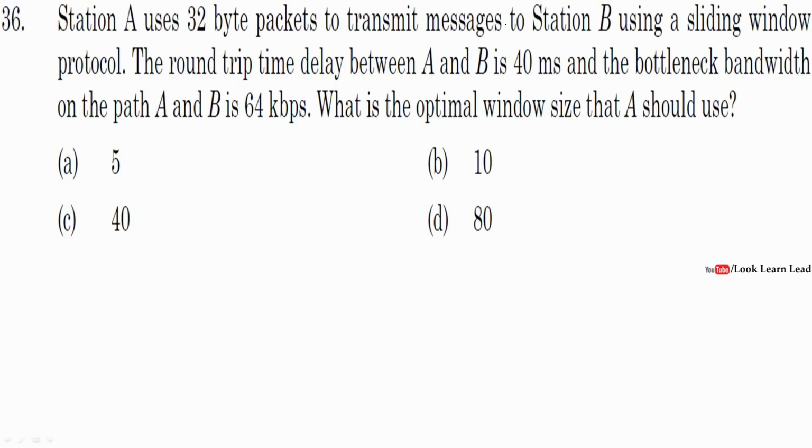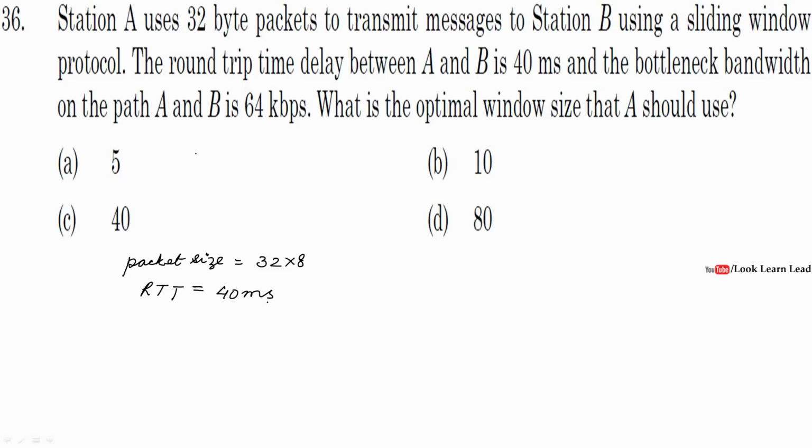Next, a station uses 32 byte packets. So the packet size is 32 bytes, and 32 into 8 would be in bits. Second, to transfer a message from station A to station B using the sliding window protocol, the round trip delay, I'll write it as RTT, is 40 milliseconds. Okay, it is given. And the bottleneck bandwidth is given as 64 kbps.